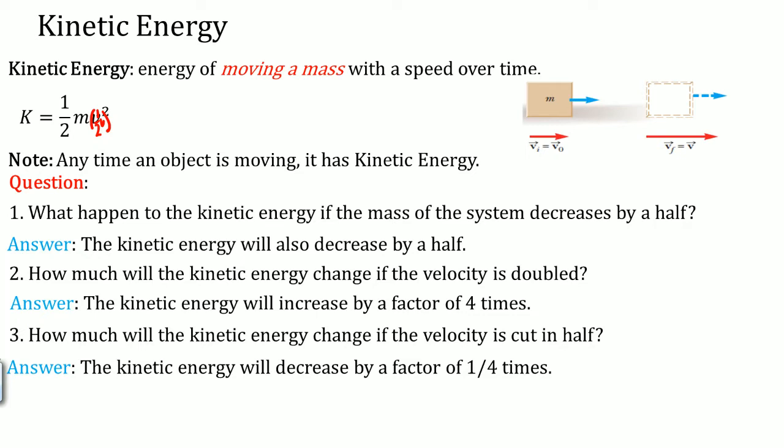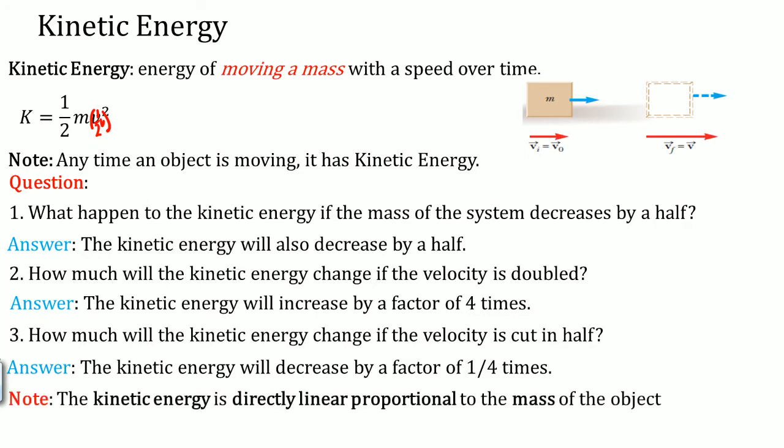This should give you the relationships. The kinetic energy is directly linearly proportional to the mass. So the mass in question 1 went down by 1/2, so kinetic energy went down by 1/2. That 1-to-1 relationship is our direct linear proportionality.